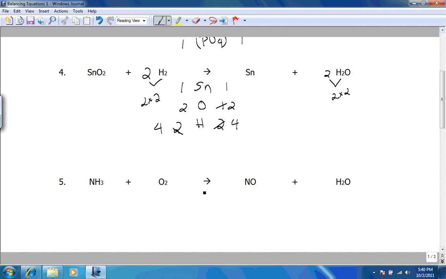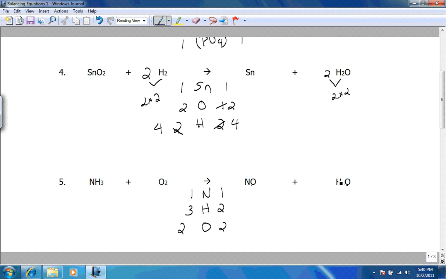Okay. Nitrogen, hydrogen, and oxygen. We have 1 nitrogen on this side and 1 nitrogen on this side. 3 hydrogens here and only 2 on the right hand side. And we have 2 on this side for oxygen, and we have 1 and 2 on the right hand side. So the nitrogens are balanced, so we're okay there. Hydrogens, we have 3 here and 2 here.